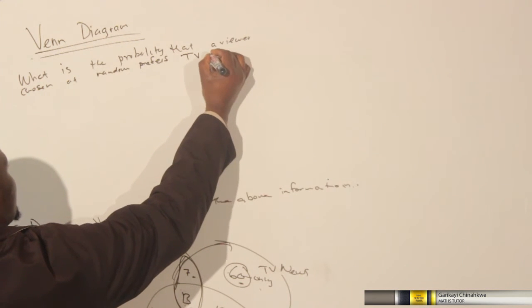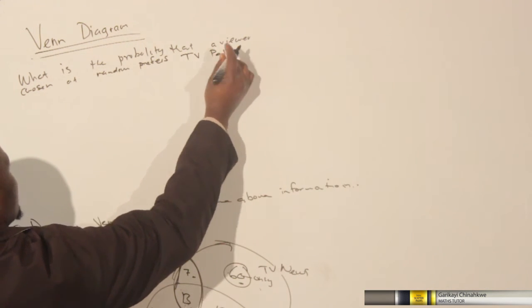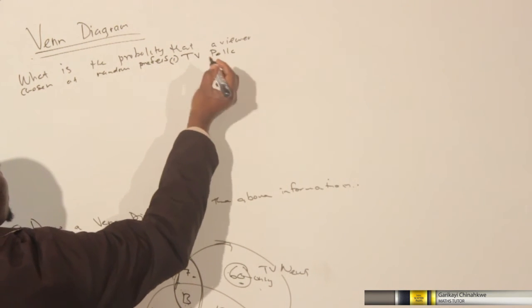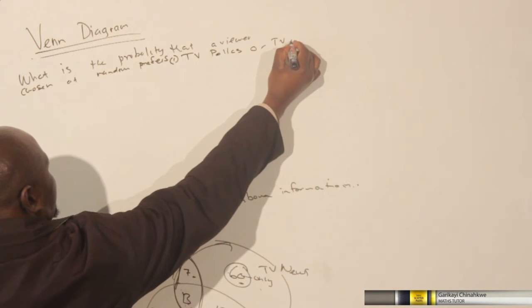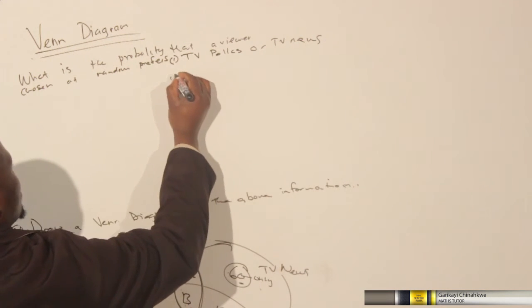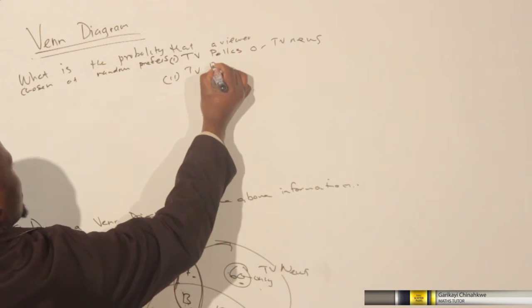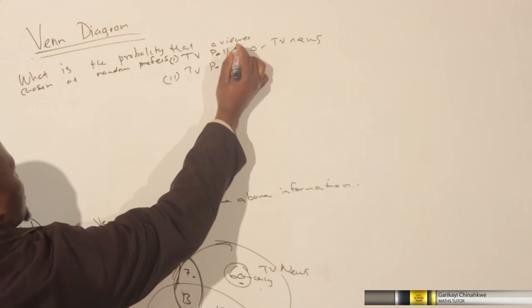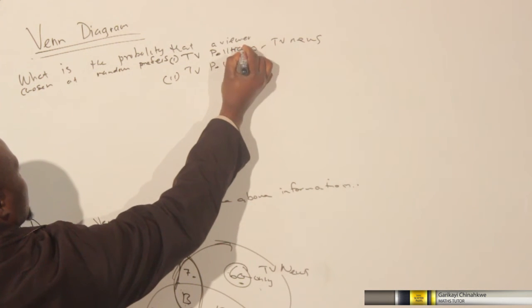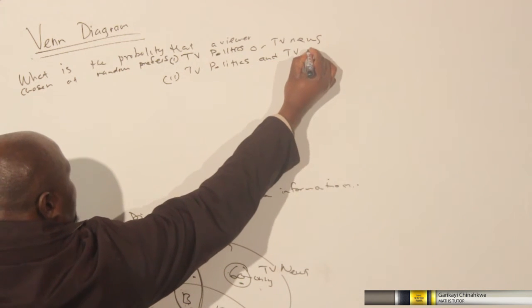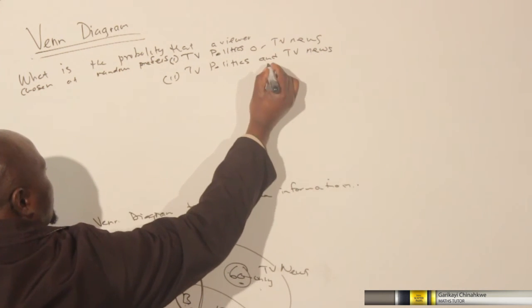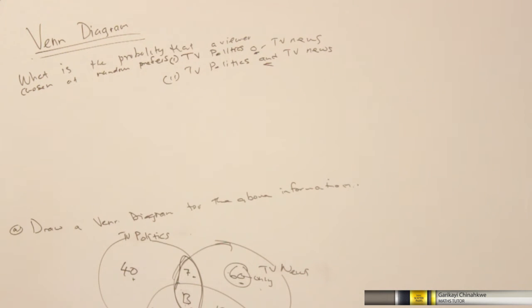All right, let me call this one number 1: TV politics or TV news. Then number 2, TV politics and TV news. So these are two different questions. The other one is with and, the other one is with or. So let's start with or.